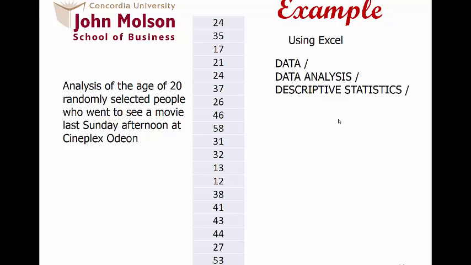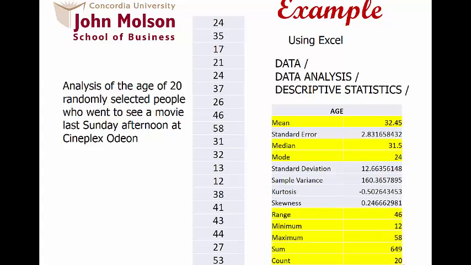If I have 20 observations, it is easy to do. But if I have 500 observations, it's going to be long to identify all those statistics. So this is how the printout in Excel will look. It will give me the mean. So we saw 32.45. It will give me the median. It gives me the mode.